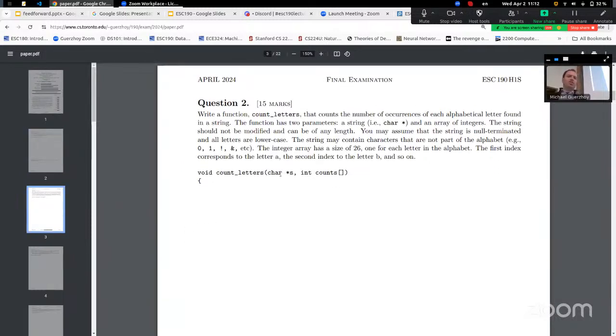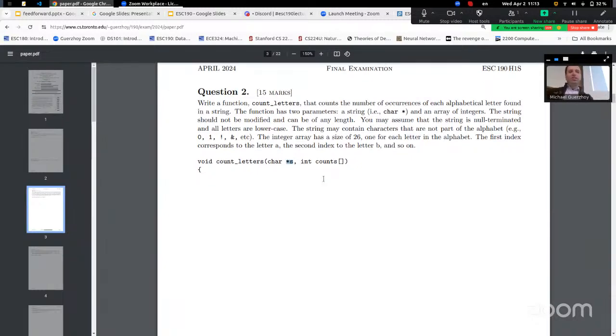This is just count a particular letter. So count all the letters in the string. So just a for loop with an if statement. So essentially 180, but in C. And there's going to be a few questions that are just asking, do you know how to code something relatively straightforward in C?